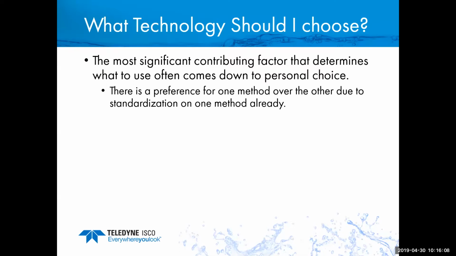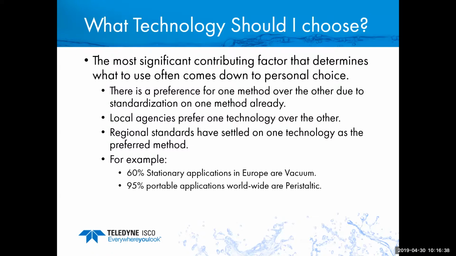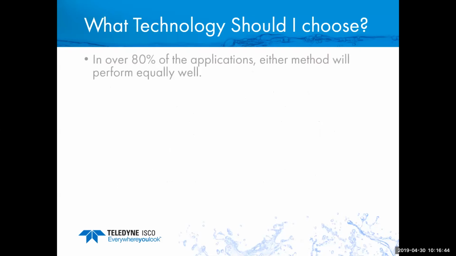There's usually a preference for one method over the other due to standardization on one method already. Local agencies sometimes will prefer one technology over the other. Regional standards have settled on one technology as the preferred method. For example, 60% of stationary applications in Europe are actually vacuum. 95% of the worldwide portable applications are peristaltic. In over 80% of the applications, either method will actually work just fine.